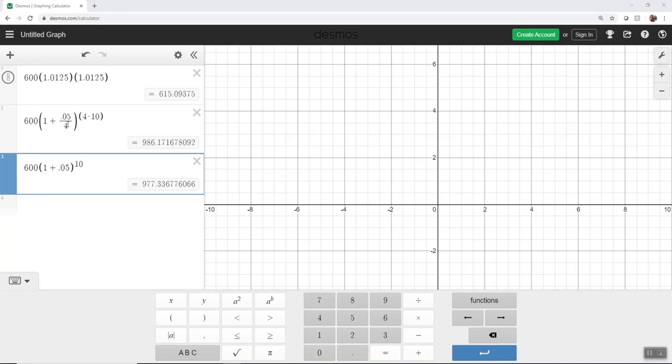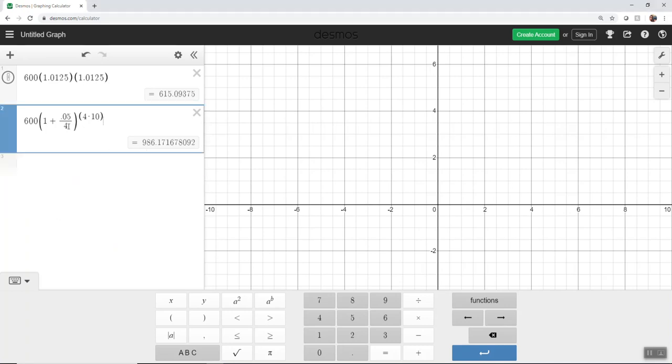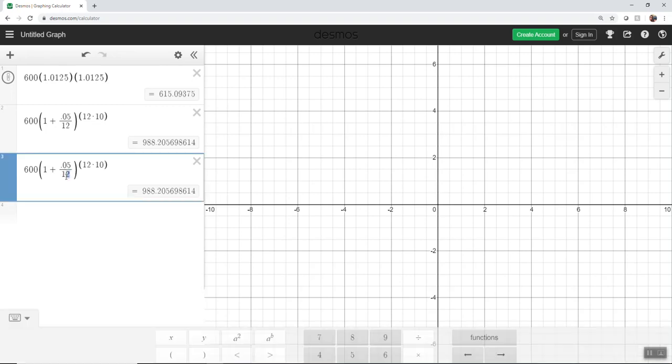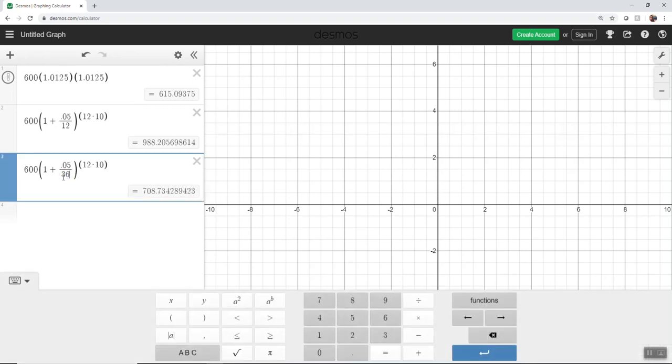So what I'm going to do is go back to this previous one where I had the 4, and I'm just going to replace the 4 with 12, and I'll get the monthly compound. And now we're getting 988.21 approximately. I'm also going to duplicate this because I want you to be able to see how that changes. And so now I'm replacing the 12 with 365 and the 10 with 365. And we'll see how much more we get.